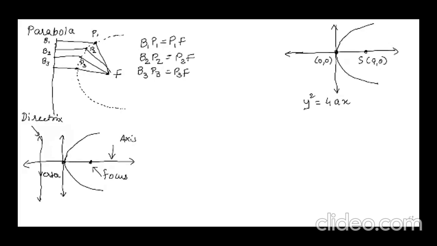Here, my axis of parabola is x-axis, right? And directrix will be exactly at the same distance opposite to the focus. See, the focus is at a distance of a unit from the origin. So this directrix will also be at the same distance, but in the opposite direction. That's why the equation of directrix is x is equal to minus a. Vertex is 0, 0. Focus is at a, 0. This parabola is opening towards the positive direction of x.